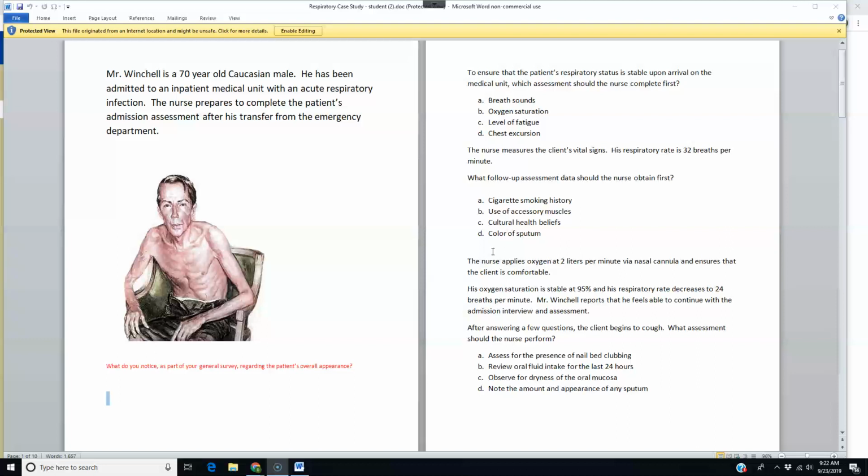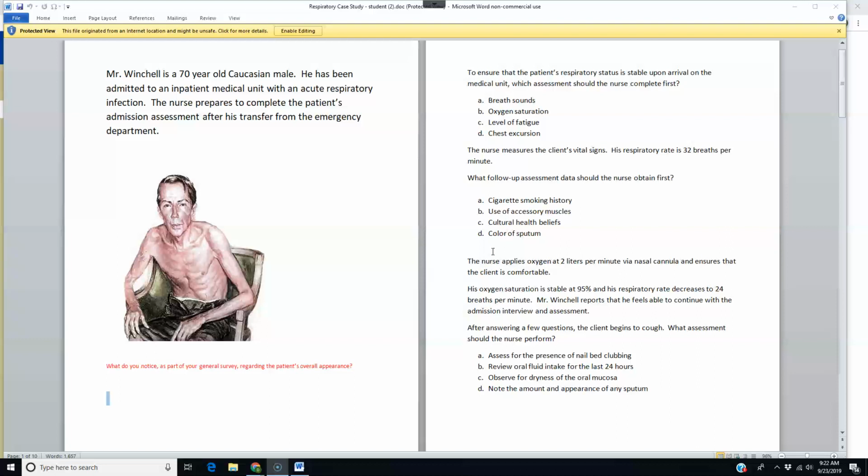The nurse measures the client's vital signs. His respiratory rate is 32 breaths per minute. What follow-up assessment data should the nurse obtain first? Okay, he's breathing about 32 breaths per minute. So right now, as the nurse, remember, go back to that list that was on the PowerPoint that helps you determine what is the normal range of an adult and how many times a minute should they breathe.